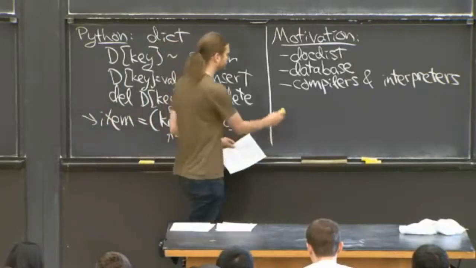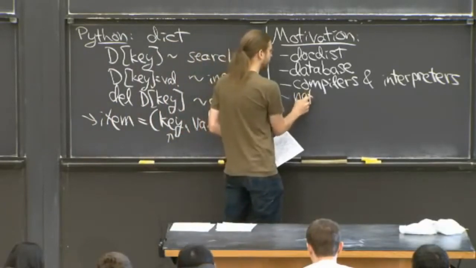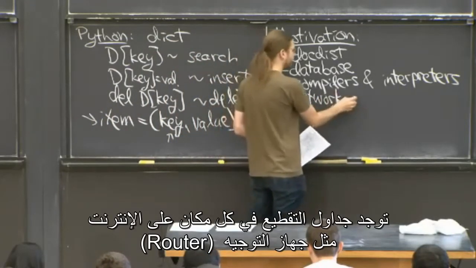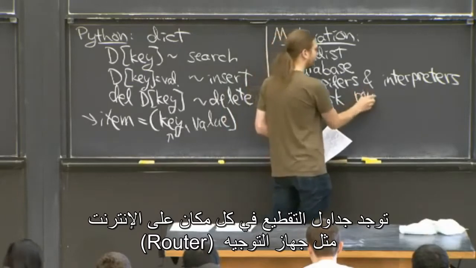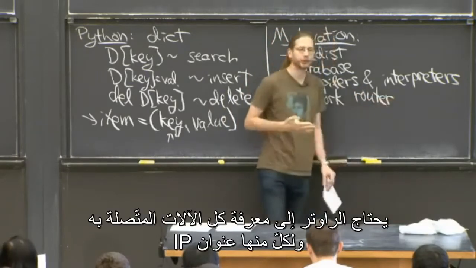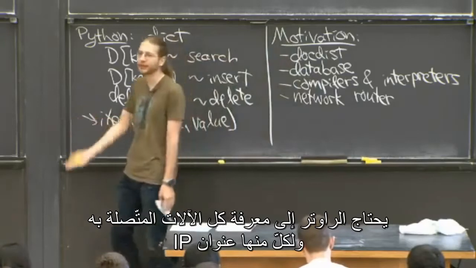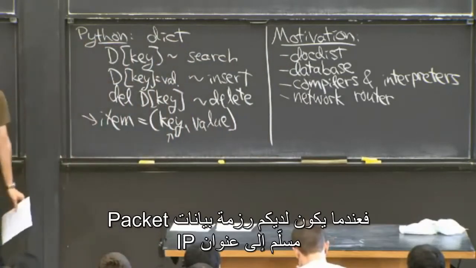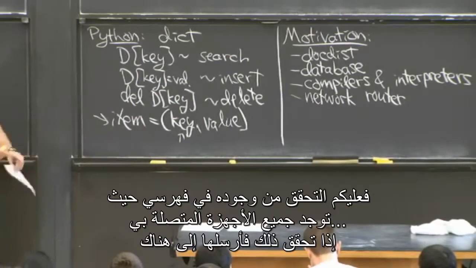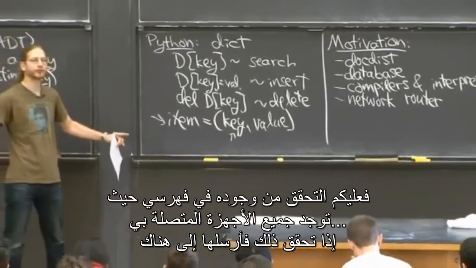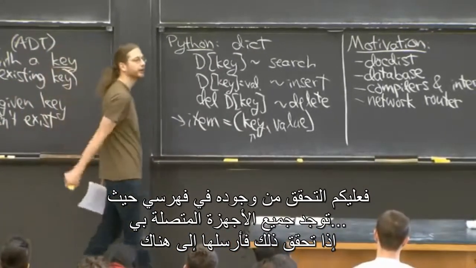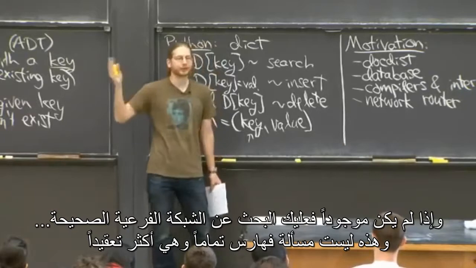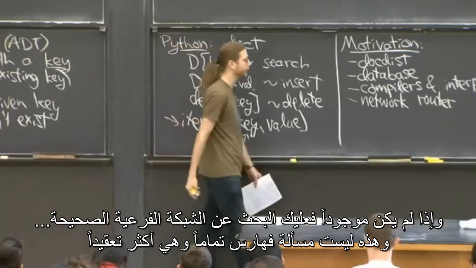Let's see. On the internet, there are hash tables all over, like in your router. Router needs to know all the machines that are connected to it. Each machine has an IP address. So when you get a packet and it says delivered to this IP address, you see, oh, is it in my dictionary of all the machines that are directly connected to me? If so, send it there. If it's not, then it has to find the right subnet. That's not quite a dictionary problem, a little more complicated.